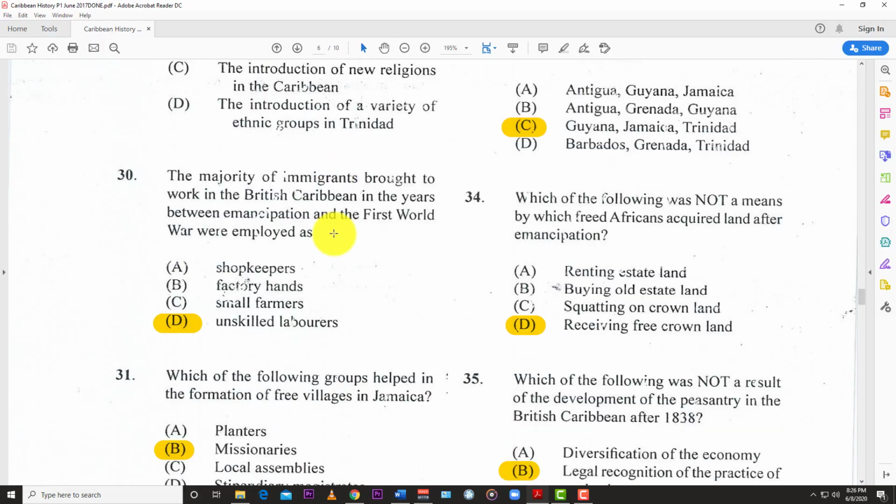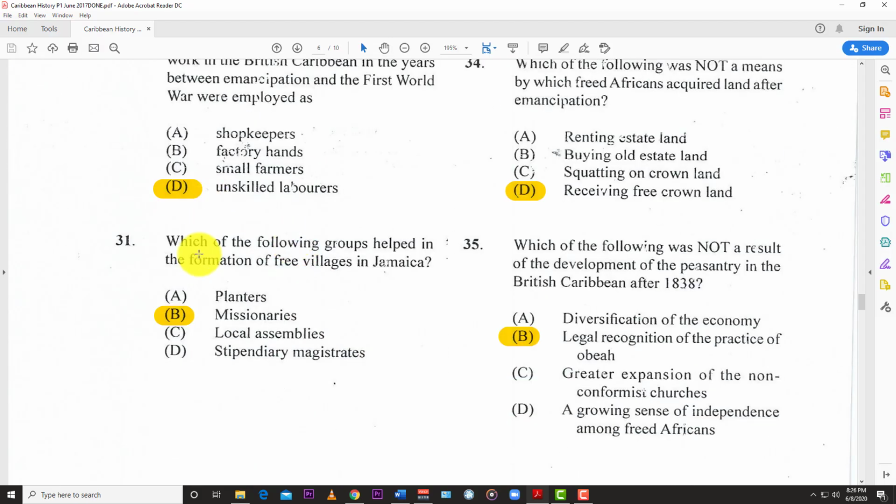30. The majority of immigrants brought to work in the British Caribbean in the years between emancipation and the First World War were employed as unskilled laborers. 31. Which of the following groups helped in the formation of the free villages in Jamaica? And the answer is B, the missionaries.